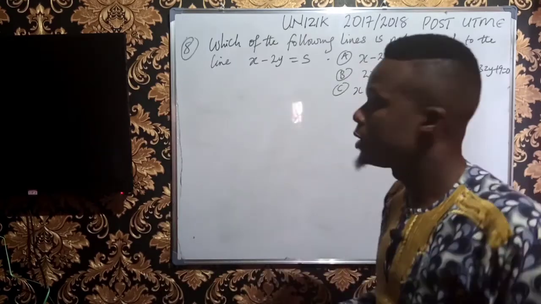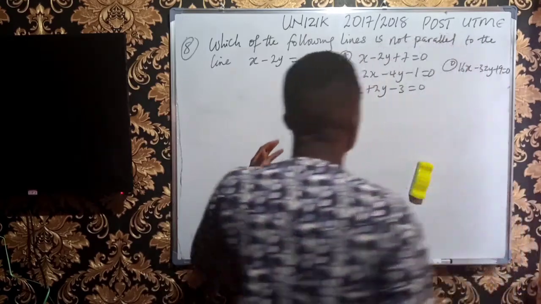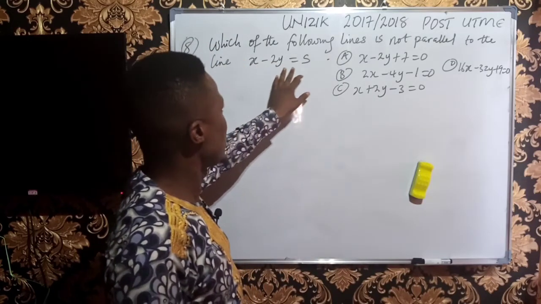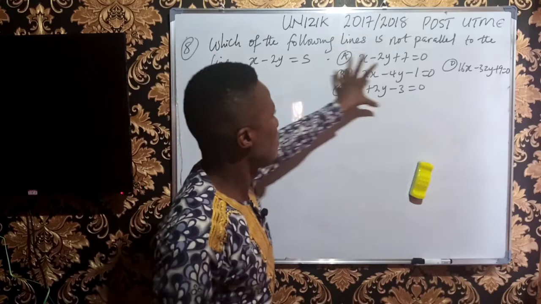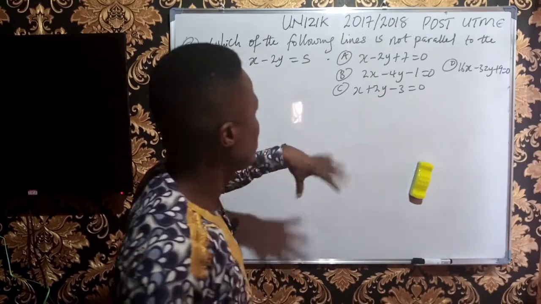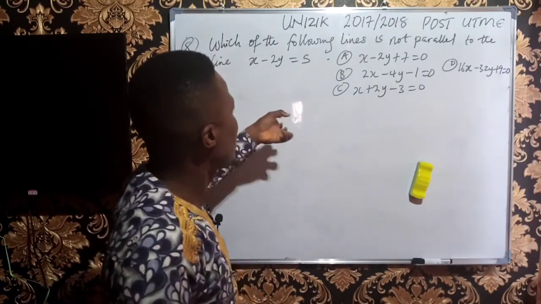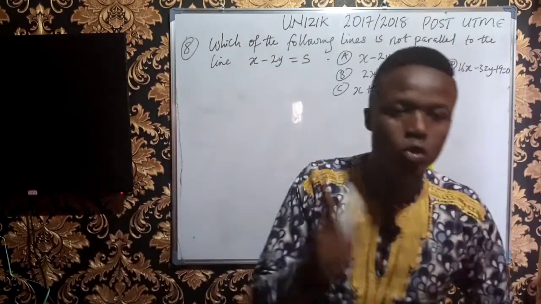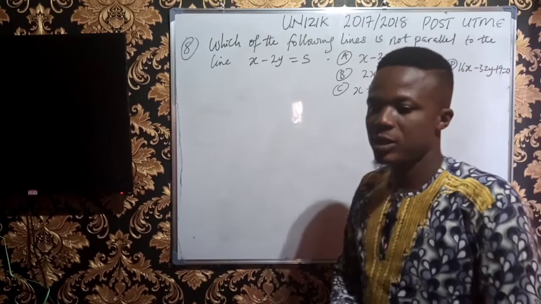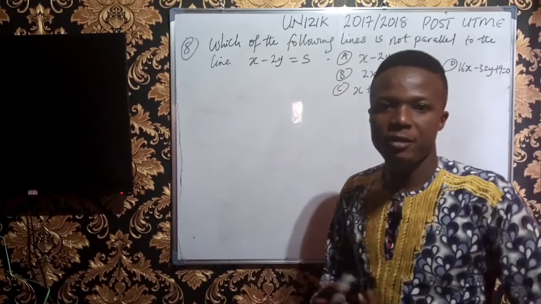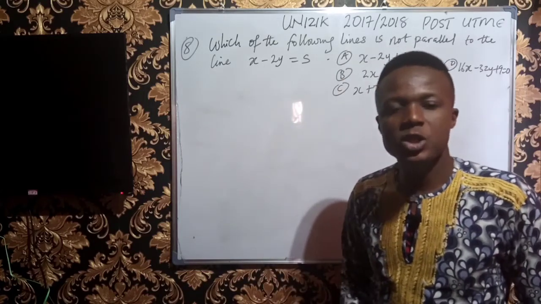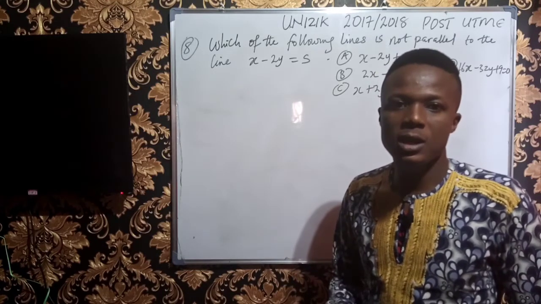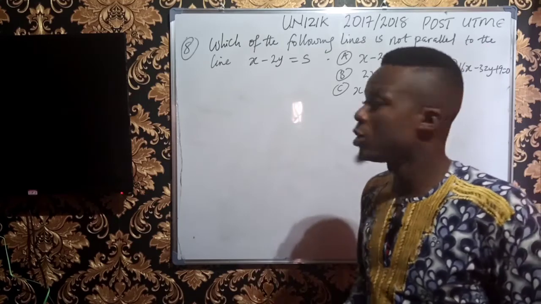Okay, the 8th question says, which of the following lines is not parallel to the line x minus 2y equals 5? There are so many lines written here from option A, B, C, D, but they are requiring us to find a line which is not parallel to this given line. Remember, 2 lines are said to be parallel if their slopes are the same, or if their gradients are the same. When the gradient of 2 or more lines are equal, it means that they are parallel. But if they are perpendicular, it becomes a different case altogether.